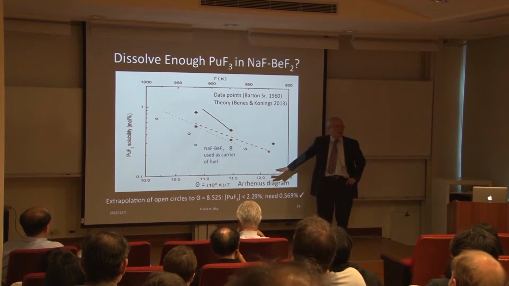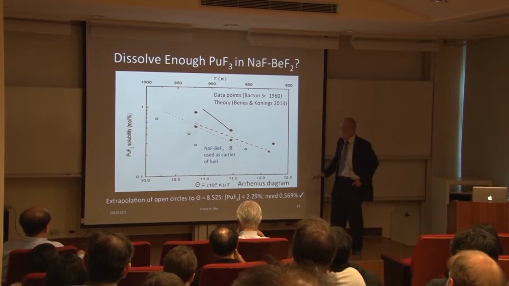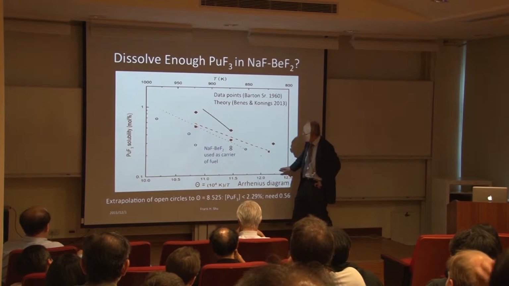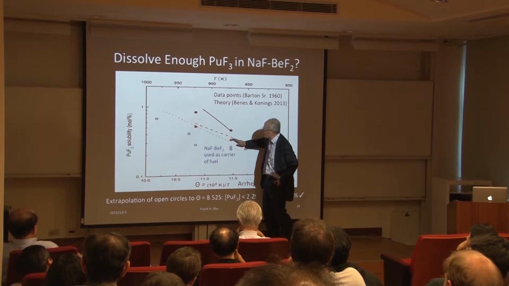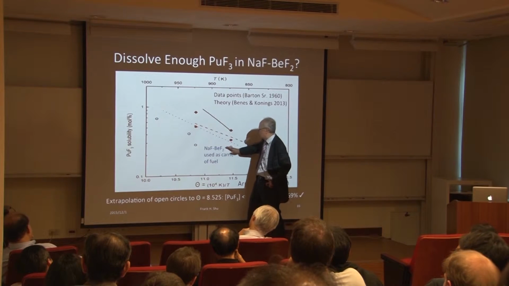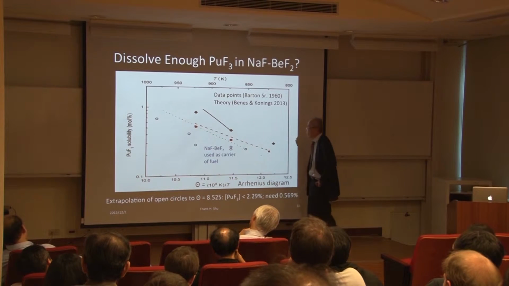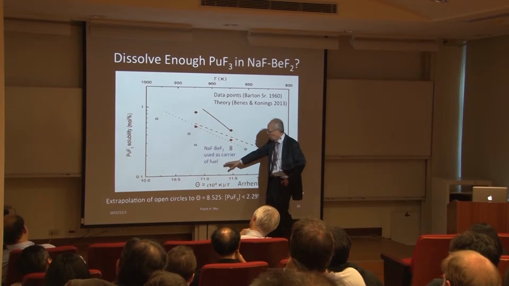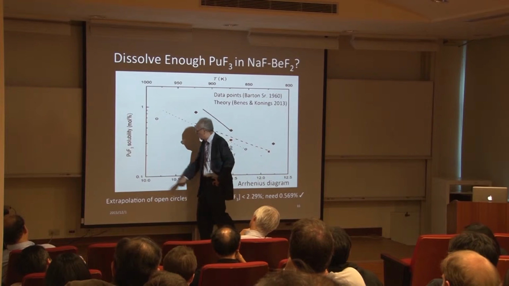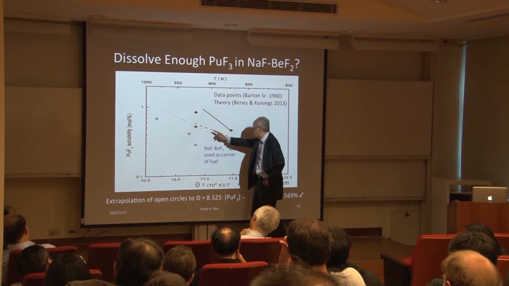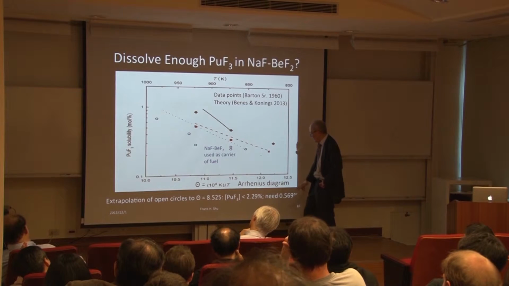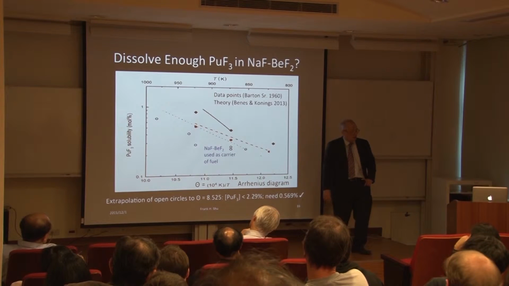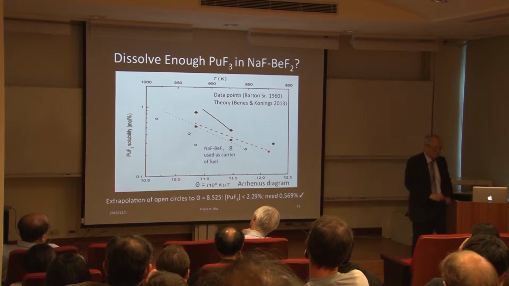There are lots of Nobel Prize winners in this subject, including those guys that invented black holes. Okay? So theory says it should plot on a straight line, and it does plot on a straight line. So you can do extrapolations fairly safely. Everybody does it at relatively low temperature. We want it at high temperature. So if you extrapolate, you find you can dissolve a maximum concentration of 2.29%. You need only 0.569%. So that's not a problem.